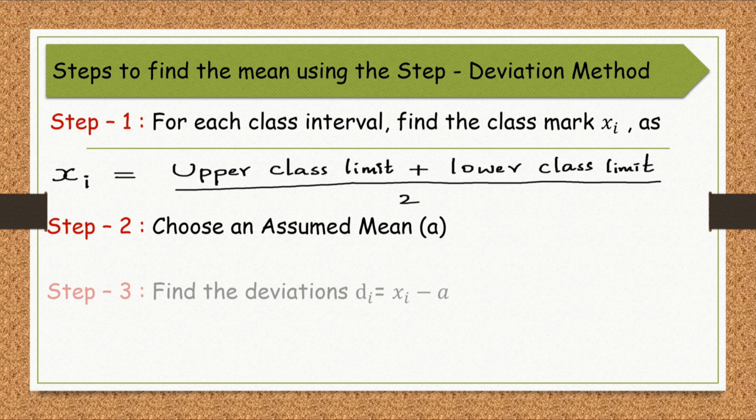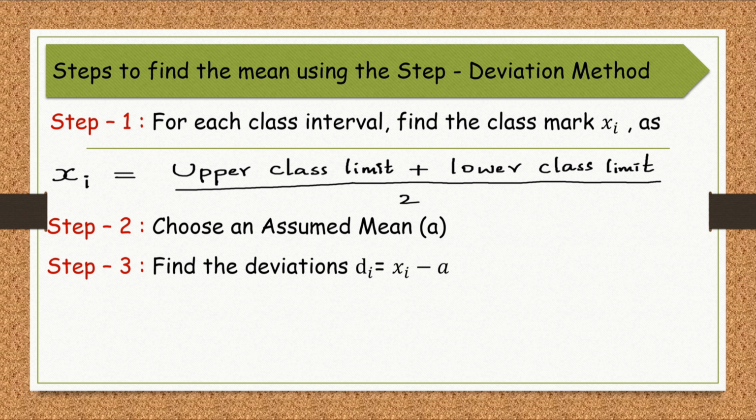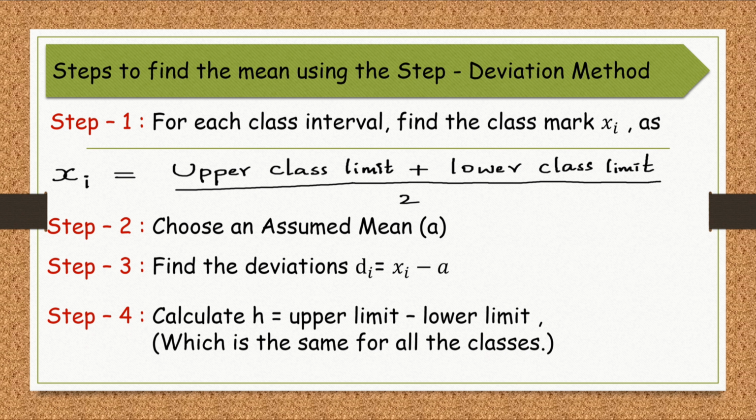Step 3. Find the deviations. For each class mark, subtract a to get the deviation. The formula for deviations is di is equal to xi minus a, where xi is the class mark and a is the assumed mean. In the assumed mean method, after finding deviations, we multiply the frequency by the deviations and continue the sum. Whereas in step deviation method, to make calculation easier, you divide each deviation by a constant called the step size and label it as h.